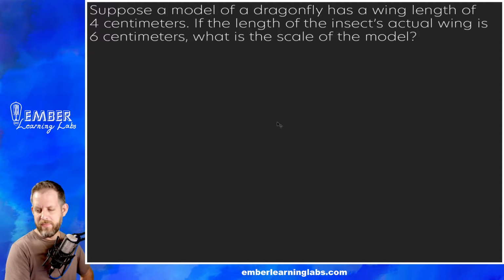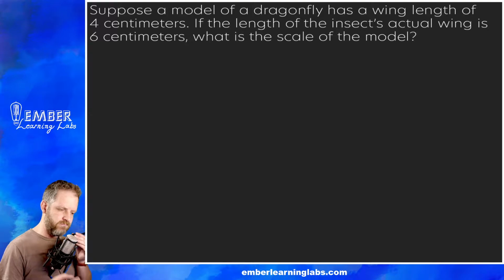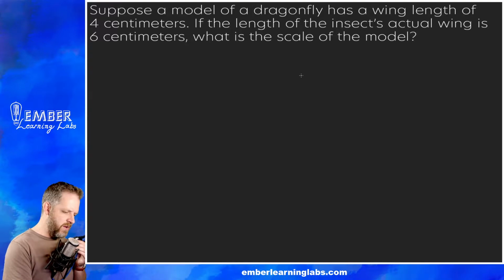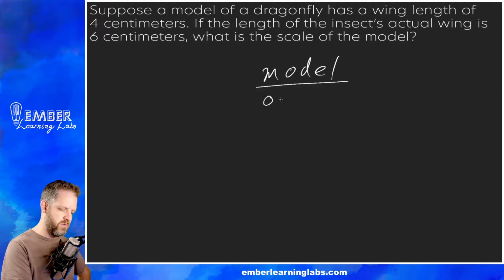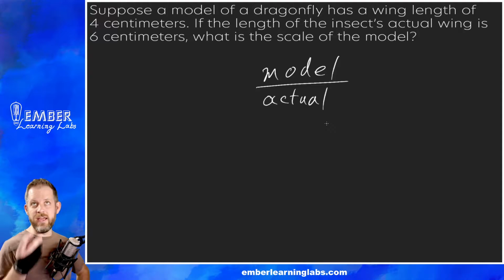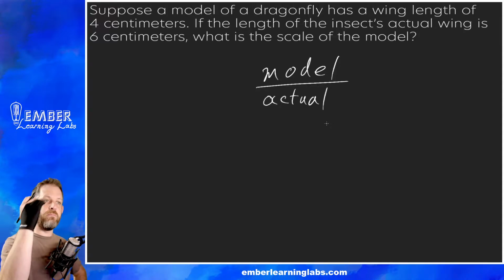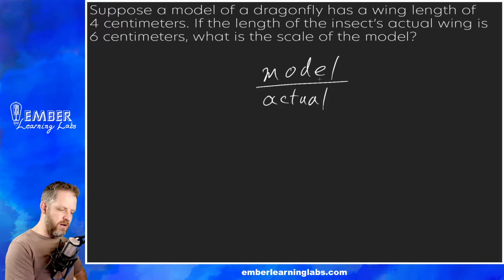Let me write down what I'm talking about. So what we're looking for is first of all, when we're doing these scales, we always do the model over the actual. Which is kind of like doing a percentage, where we do the part over the total. Same idea. We do the model over the actual. So in this case, we've got 4 to 6. Okay, 4 centimeters to 6 centimeters.